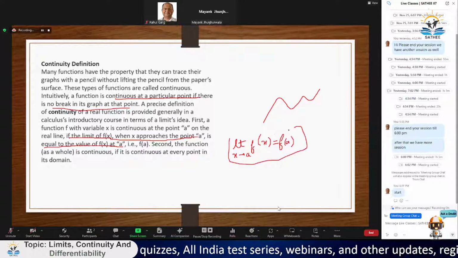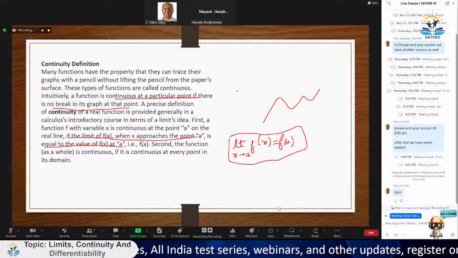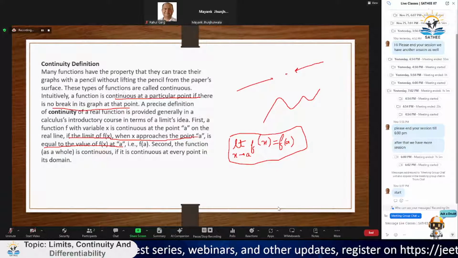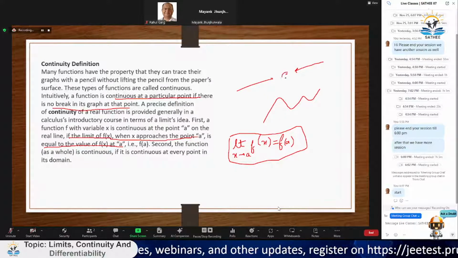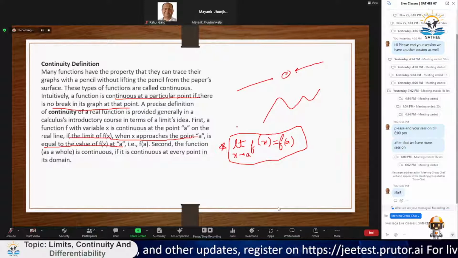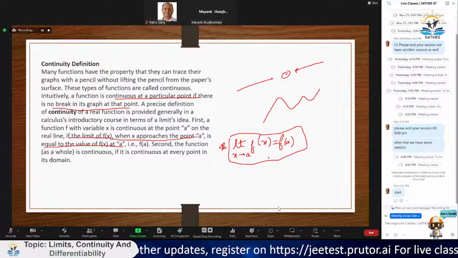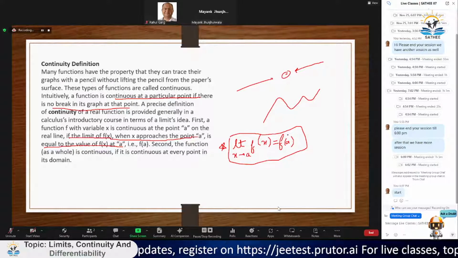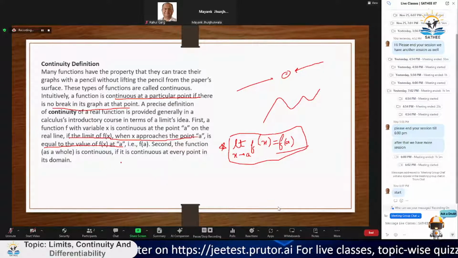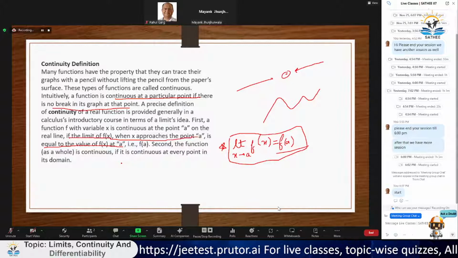So basically, what continuity means is that when you are approaching some point, either from left or from right, the value of the function at this point should be equal to the value of the limit at that point. So this is a very important thing. Basically, the left hand limit, the right hand limit and the value of the function at that point, which is f(A), if all these things are equal, then only you can say that a function is continuous. Otherwise, the function is not continuous.